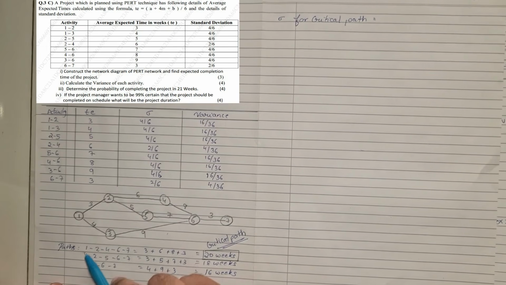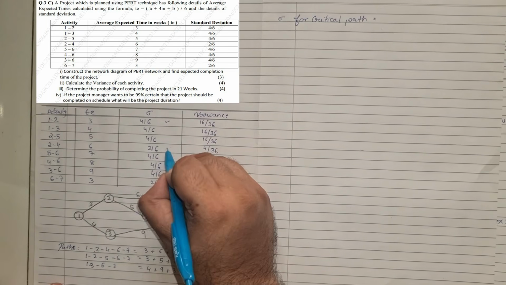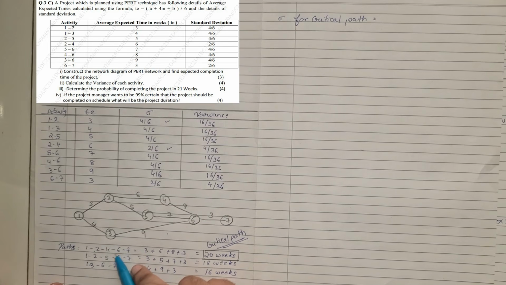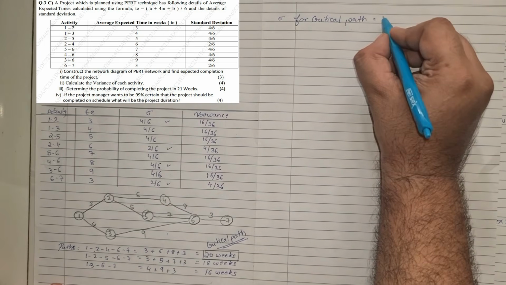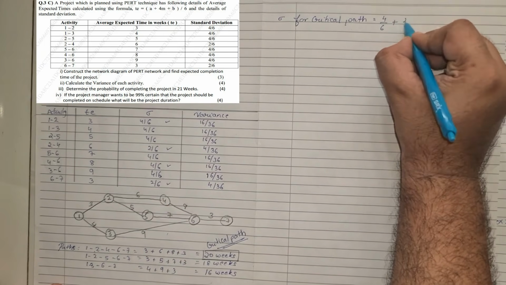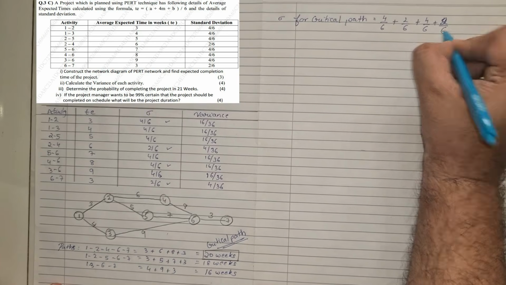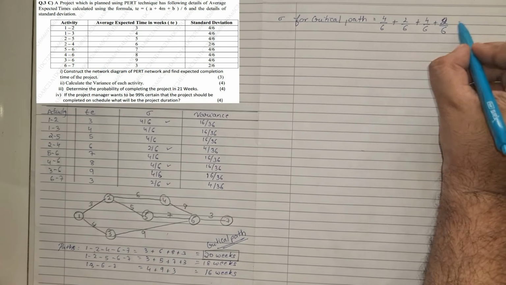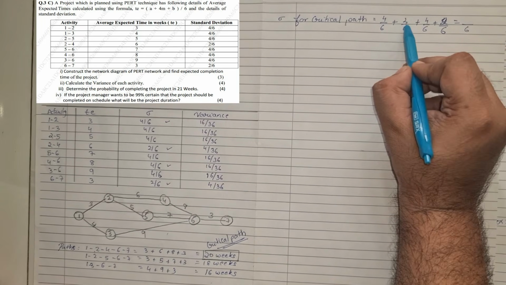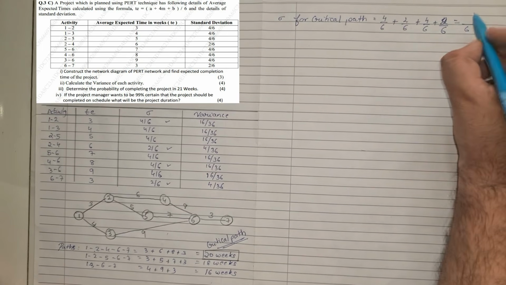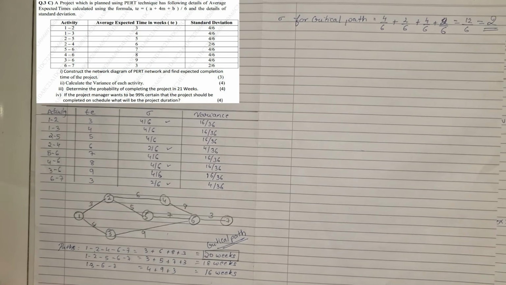Now the critical path is 1-2, 2-4, 4-6, and 6-7. So those are our critical activities and we need to take them. So 4 upon 6 plus 2 upon 6 plus 4 upon 6 plus 2 upon 6. The denominator is common, 6, and we add up the top. 4 plus 2 is 6, plus 4 is 10, and 12. So 12 upon 6 is nothing but 2. Our standard deviation is 2 for the entire sum.